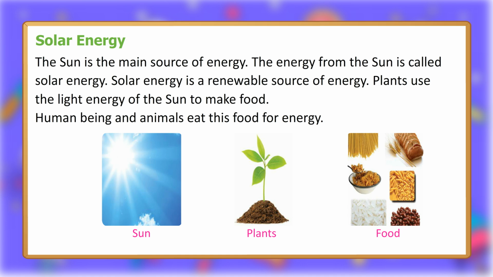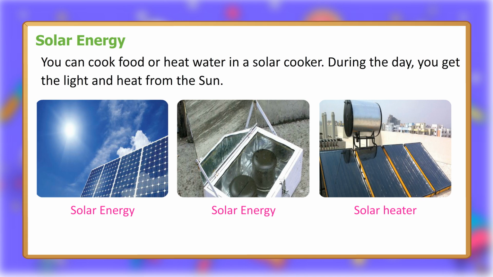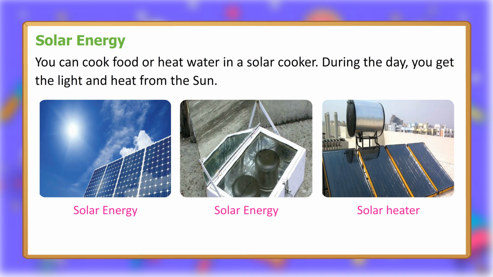Sun. Solar energy. The sun is the main source of energy. The energy from the sun is called solar energy. Solar energy is a renewable source of energy. Plants use the light energy of the sun to make food. Human beings and animals eat this food for energy. Sun. Plants. Food. You can cook food or heat water in a solar cooker. During the day, you get the light and heat from the sun. Solar energy. Solar cooker. Solar heater.